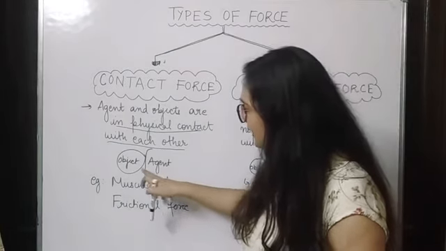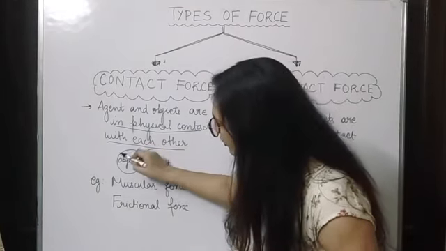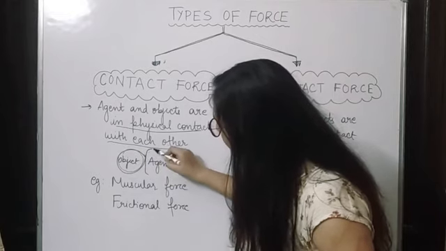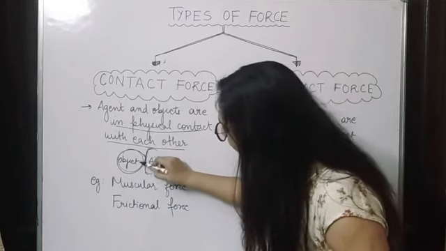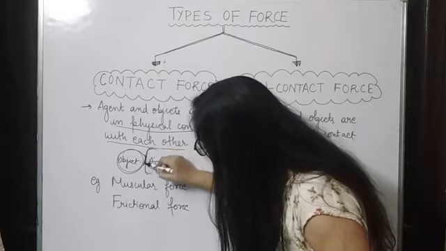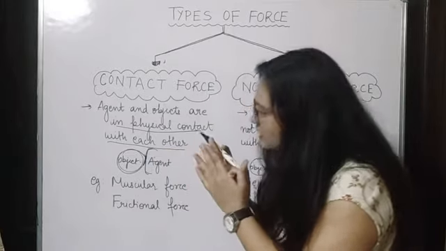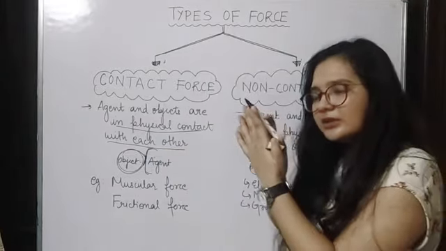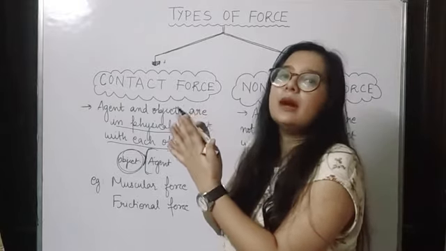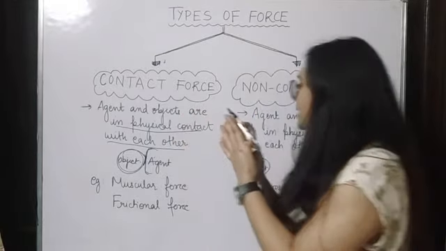So if you see, I've drawn this also, the object and the agent are in direct touch with each other. That means both are touching each other. If they are not touching each other, then this force cannot be applied, right?